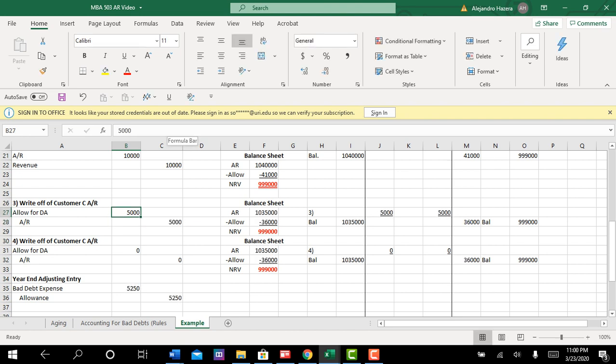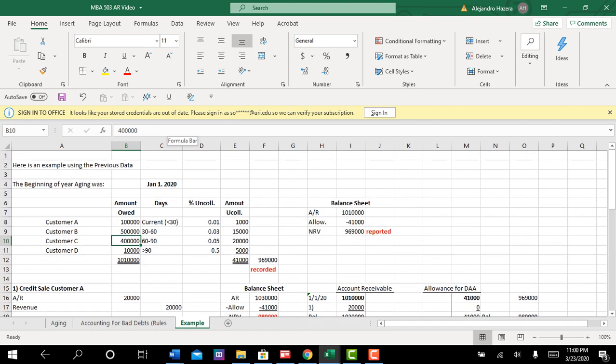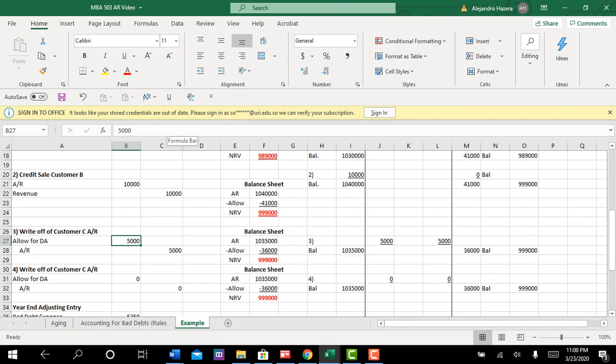So customer C calls you up and says that of the total they owe, which is $400,000, they're not going to pay $5,000. So you have to make an entry which debits the allowance account for $5,000 and credits accounts receivable. Now, here are the two effects.